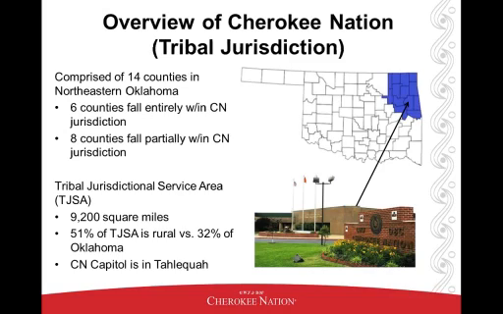To give you a little more idea of where we're located, the geographical area of the Cherokee Nation includes all or parts of 14 counties in northeastern Oklahoma. Our tribal jurisdiction is over 7,000 square miles, and the majority of the communities we serve are located in rural areas. Our tribal headquarters is located in Tahlequah, Oklahoma, and this is where our tribal governmental processes take place.